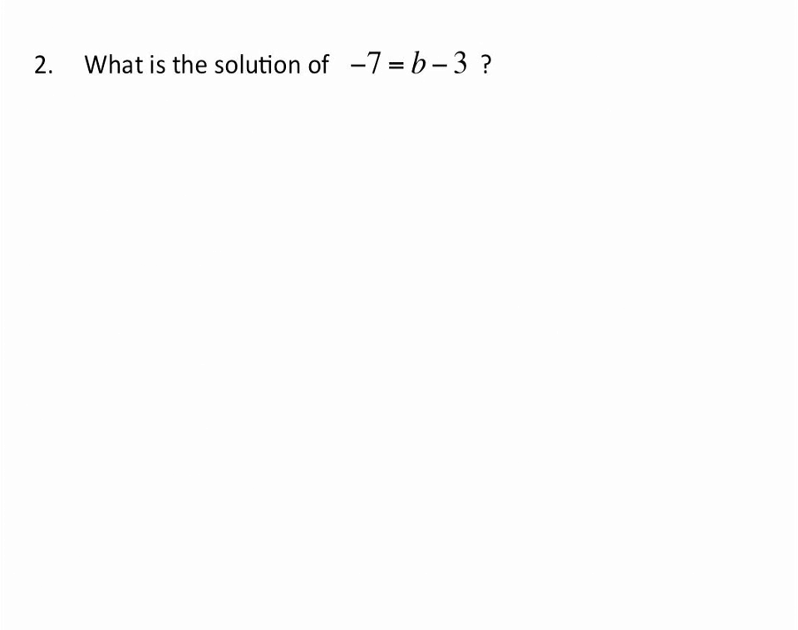Here in number 2, the solution of negative 7 equals b minus 3. Well, again, I like to think of it as two different sides to the equation. I want to get the b all by itself. The b is on the right, so I've got to get rid of that minus 3. Well, in order to get rid of a minus 3, I want to add 3 to both sides. And then I would have the b all by himself, and b would be negative 4.